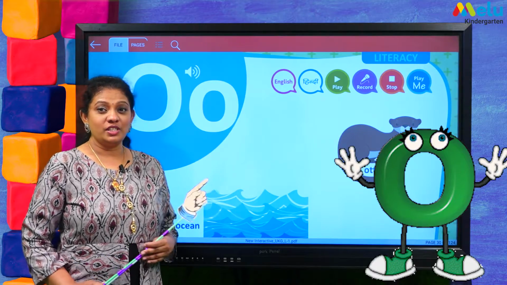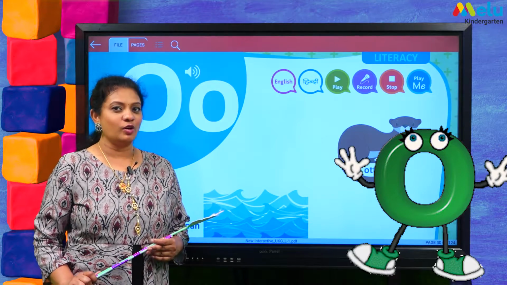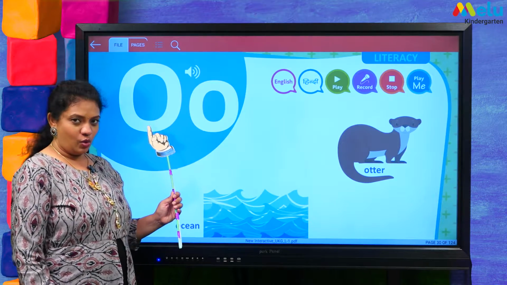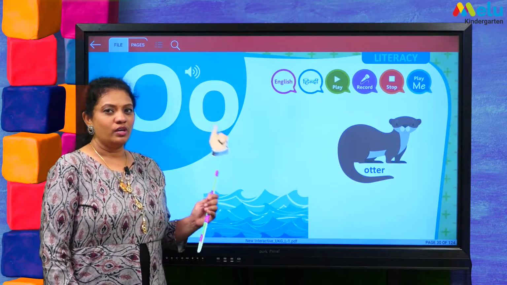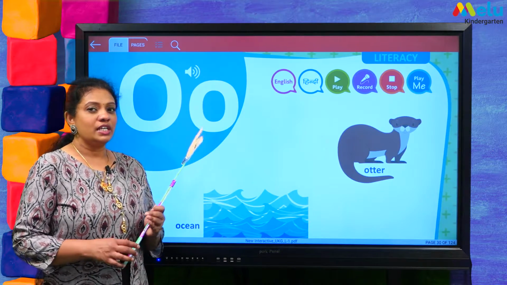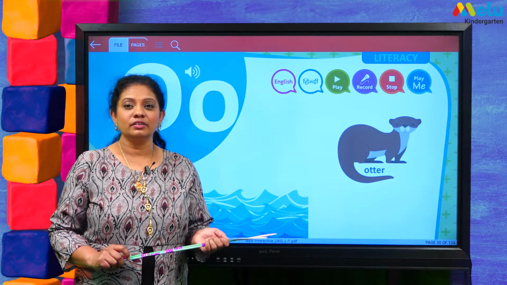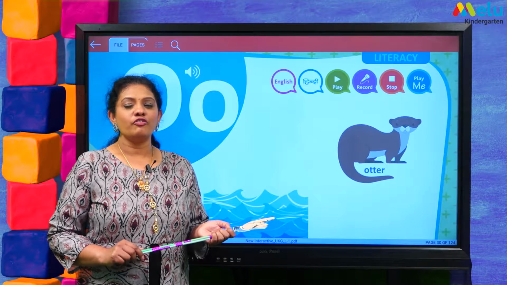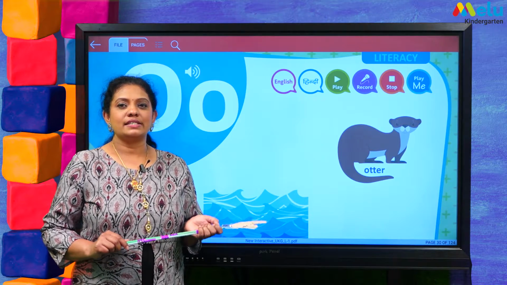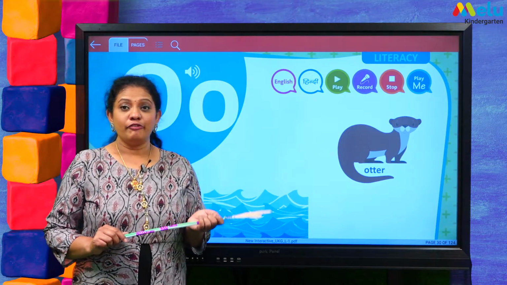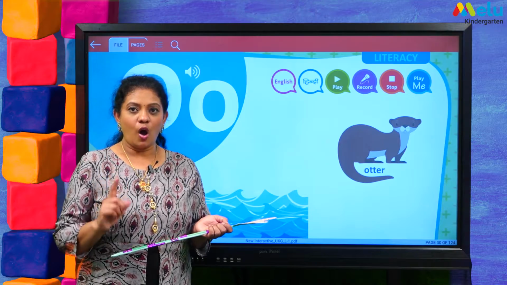Okay, get set, go. Yes, children, what can you see on the panel? There is a letter. What is that letter? It is O. Uppercase O and this one is lowercase o. And what is the sound of letter O, children? It is A. A is the sound of letter O. Now we will see few words that start with letter O.